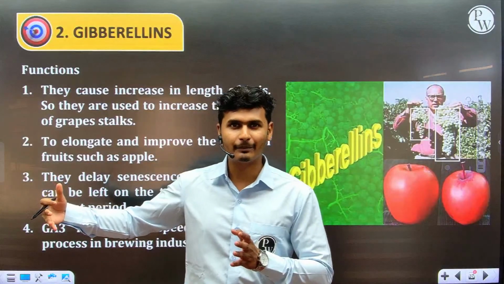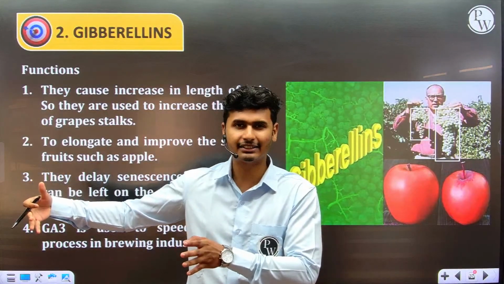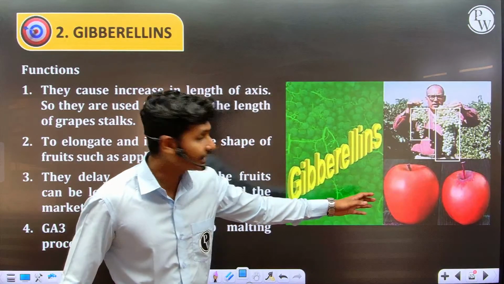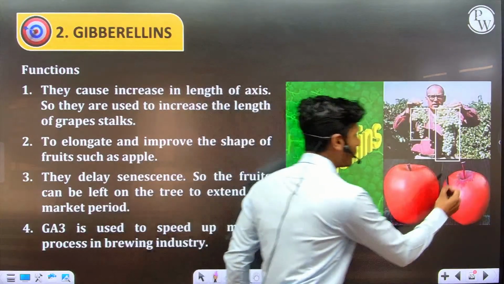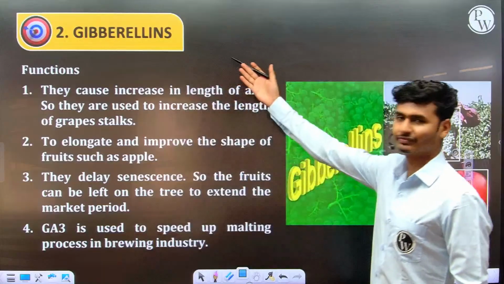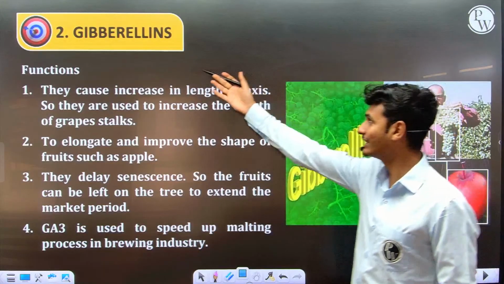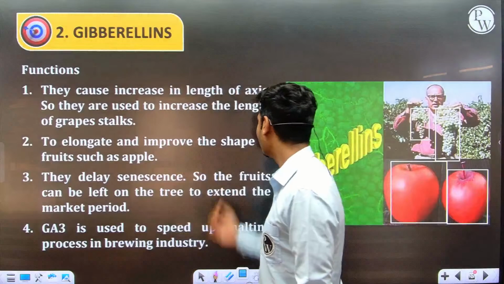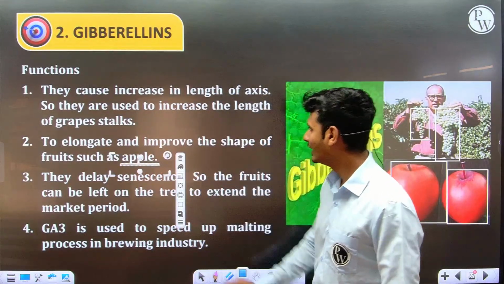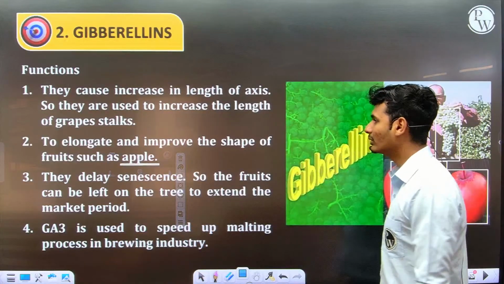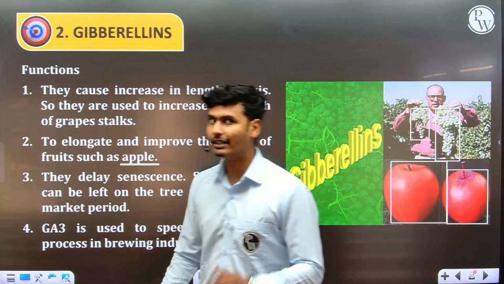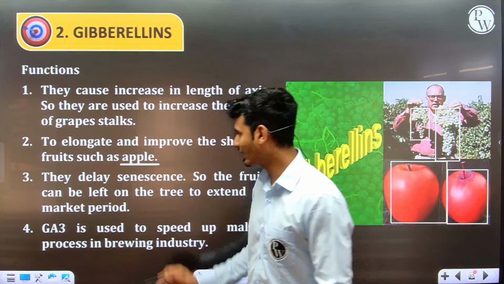Before, I am looking like that. This is so sad, right? Here is before, after. Look at the size of the apple, guys. This is a small apple. This is a large apple due to a well-known plant growth regulator that is gibberellin. It elongates and improves the shape of fruit such as apple. Yes, definitely it improves the shape of apple. They delay senescence, so the fruit can be left on the tree to extend the market price. To extend the market price is required, okay?